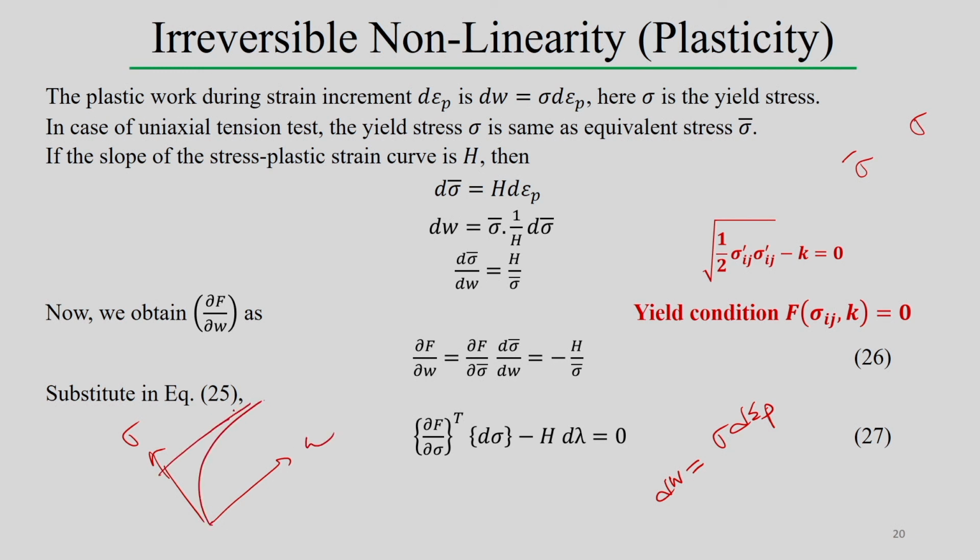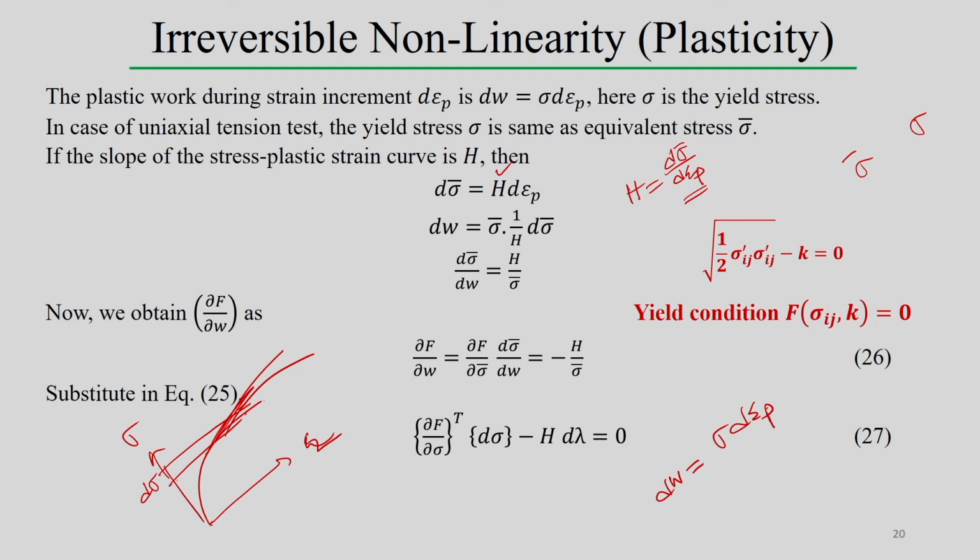We can consider that this is the increment of this sigma, and h is the slope in the plastic domain. Therefore, h is basically the slope, dy by dx, d sigma bar by d epsilon p, if we consider this as the strain component. So h is the slope of the stress plastic strain curve, and h equals d sigma by d epsilon p, where epsilon p is the plastic strain component.